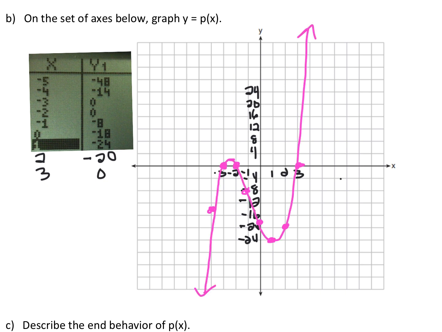Okay, so there we go. And I just want to point out one thing. Please make sure you label it. You could just put P of X. You don't have to write the whole entire equation. And either put arrows, or if you graph to the end of the coordinate plane, like let me just show you, if I go all the way to the end here and all the way to the end here, technically you don't even need arrows. But if you want to be safe, you could just put arrows on the end.